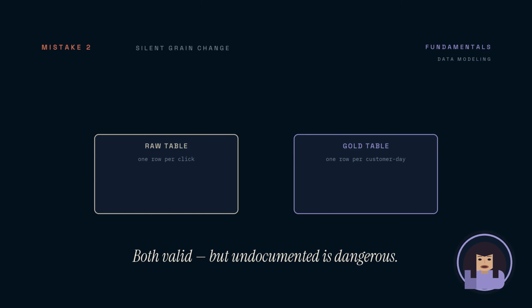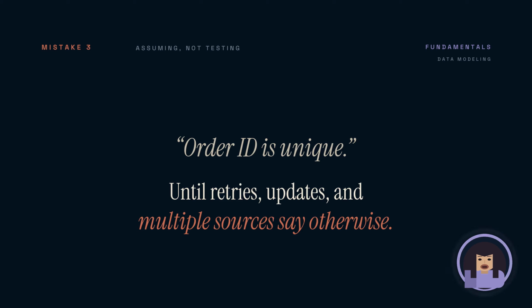The third is assuming the grain instead of testing it. A source may claim that order ID is unique, but retries, updates, or multiple source systems may create several rows for the same order. Always validate the expected key. Count the rows, check duplicates, inspect sample records, and confirm the business meaning with the data owner.